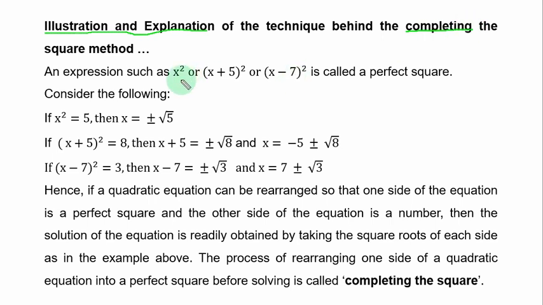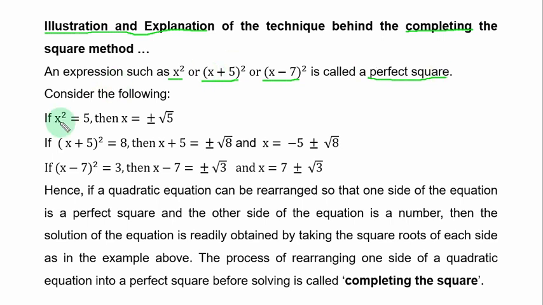An expression such as s squared, (s + 5) squared, or (s - 7) squared is called a perfect square. Perfect square in the sense that you can conveniently find the square root of any of the expressions.